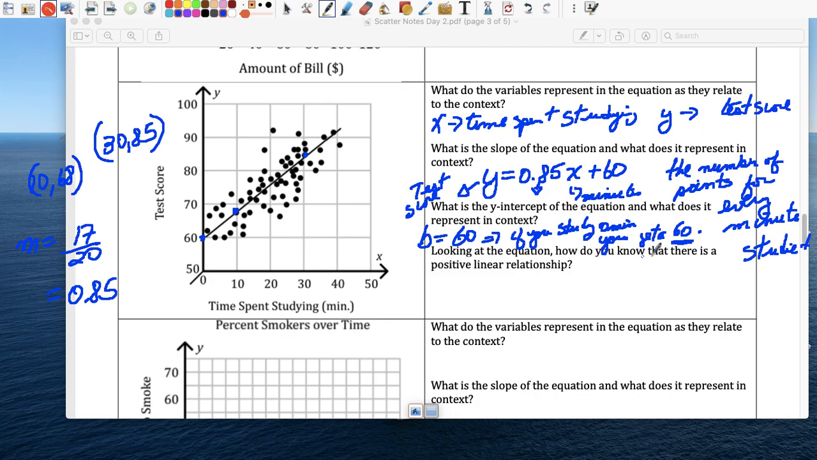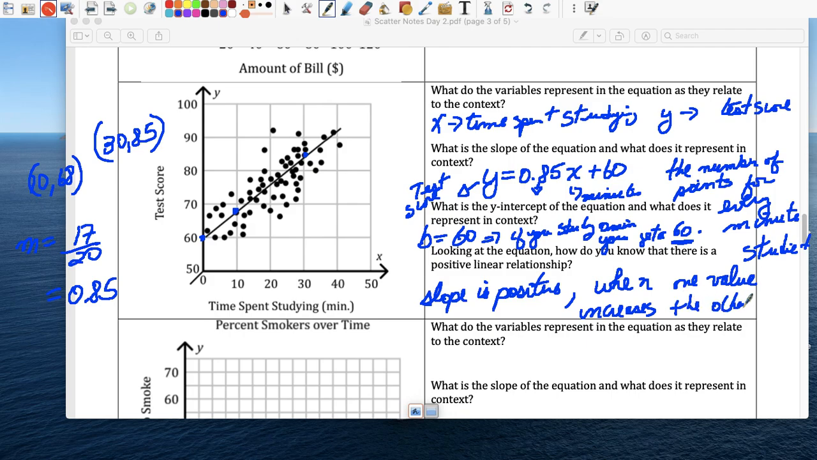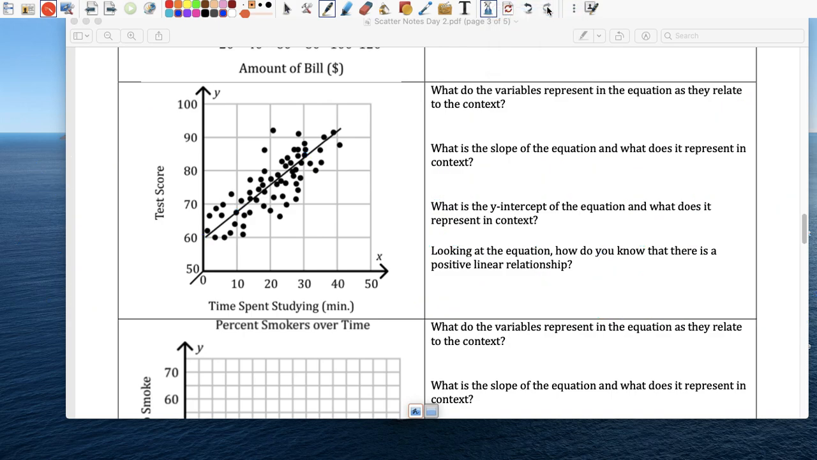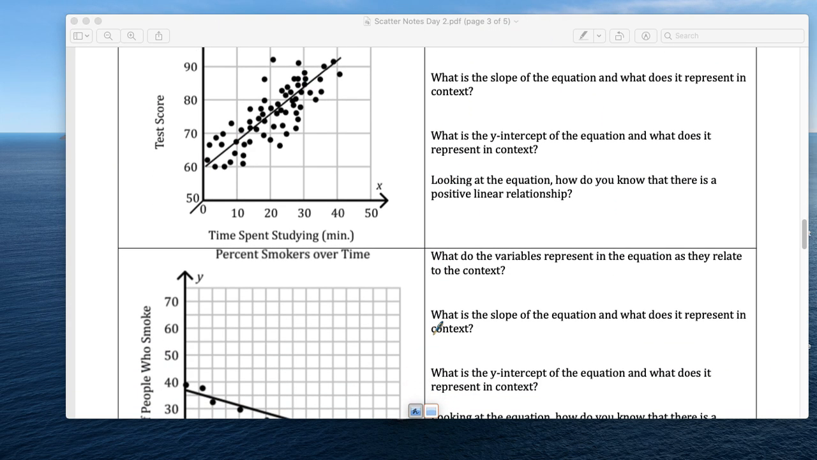Looking at the equation, how do you know there is a positive linear relationship? Well, first of all, the slope is positive, right? The slope is positive. And remember what we discussed in class the other day: when one value goes up, one value increases, the other increases as well. So that's how you know you have a positive relationship. When it's negative, one increases, the other decreases, which I think we're going to see in the next problem.